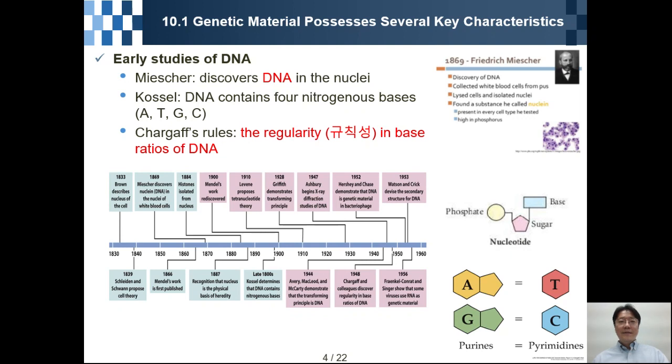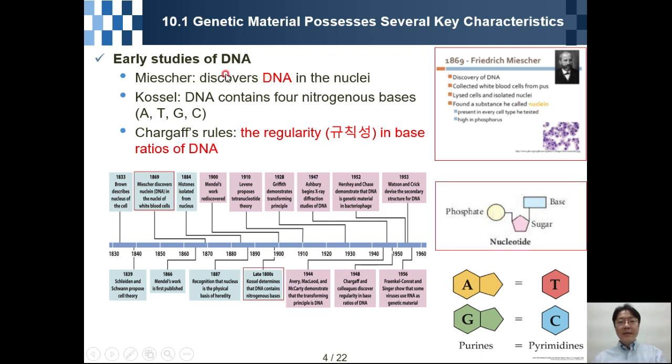In this slide, I will explain the early studies of DNA. Who discovered DNA? Actually, Friedrich Miescher discovered DNA. He collected white blood cells from pus. After that, he lysed the cells and isolated the nuclei. Finally, he found a substance he called nuclein. Actually, nuclein was DNA.